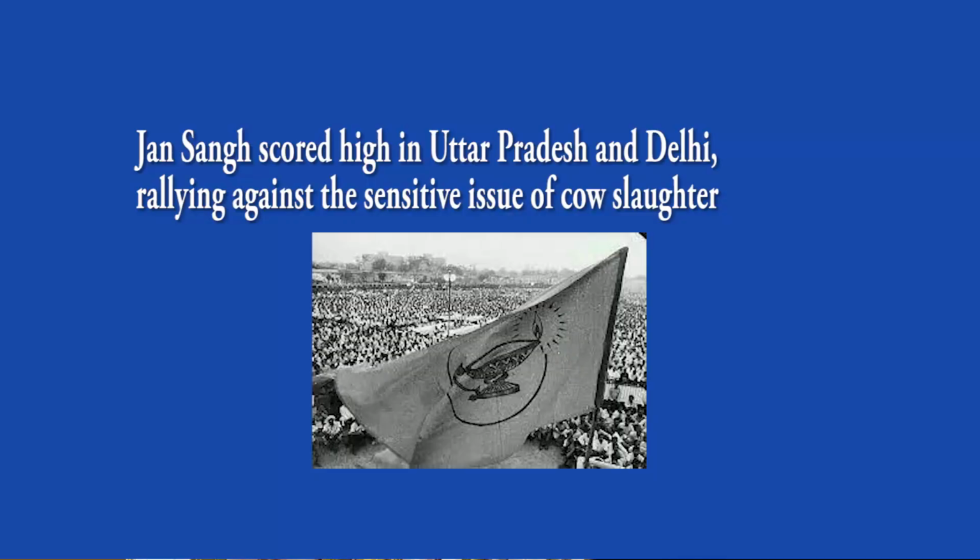In Uttar Pradesh and Delhi, Jan Sangh became very powerful. Their agenda was again different. They were lobbying, they were rallying for the sensitive issue of cow slaughter and they were against it. So the protestations against cow slaughter in Uttar Pradesh, Delhi, the northern belt of India, were led by Jan Sangh.